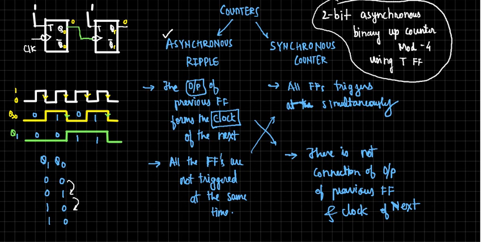Now try connecting Q0 bar to the clock of the next flip flop, and take the output from the same ends. Take the output from Q0 and Q1, but the clock of the next flip flop should be taken from the Q0 bar. Can you simply modify this structure something like this, and take the output from here and here? Tell me what is the output. Draw the waveforms for that. Quick.